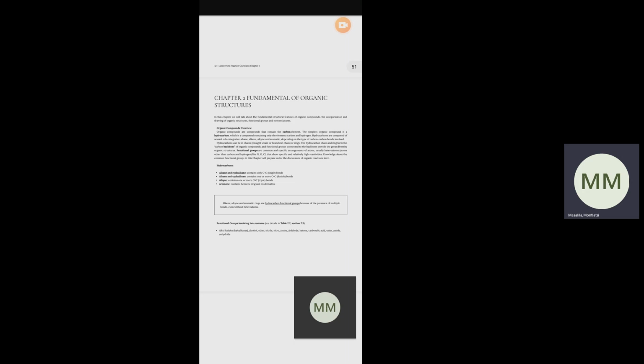The functional groups are common and specific arrangements of atoms, usually the heteroatoms, atoms other than carbon and hydrogen. Hetero means different, so these are just different atoms, and they make functional groups.